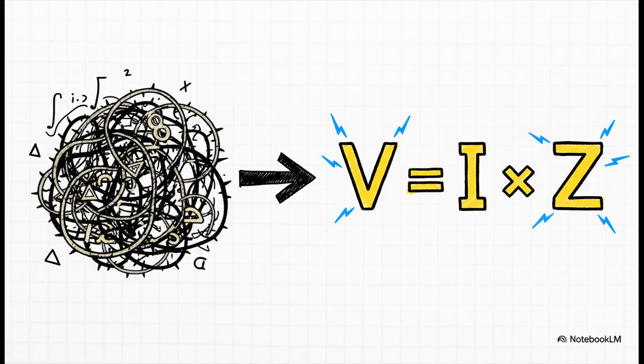And because we've magically simplified everything down to these simple impedance values, we can now use a supercharged version of the most famous law in all of electronics, Ohm's law. Voltage equals current times impedance. We just successfully turned a really difficult calculus problem into a simple algebra problem. That is the power of phasors.